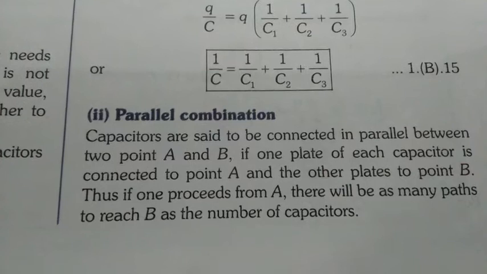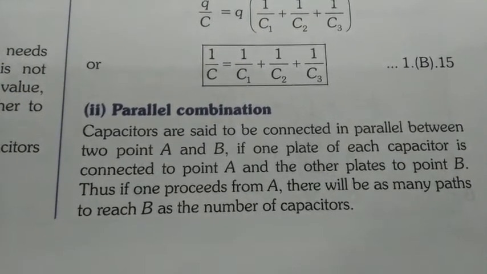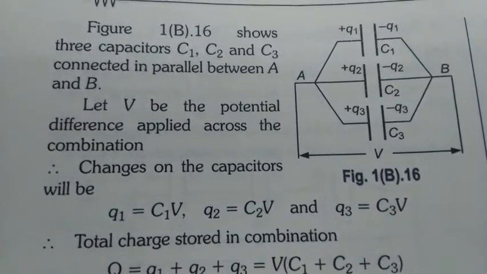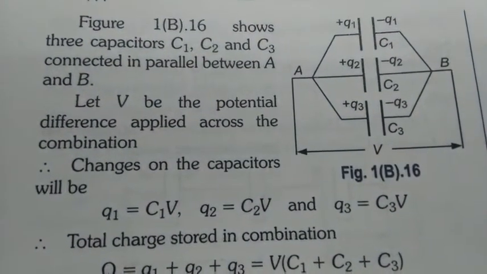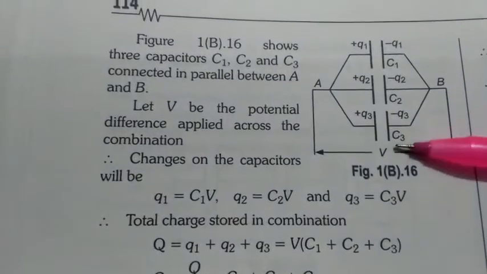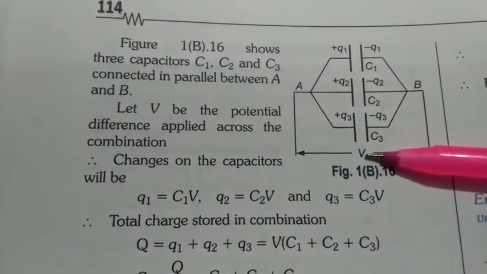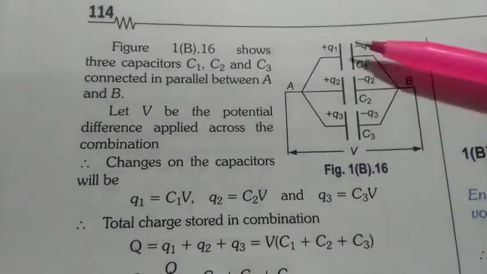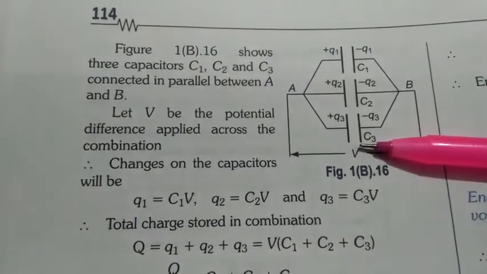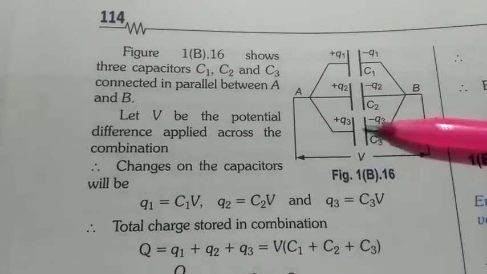Now let us discuss the parallel combination. Here in front of you, you can see the diagram for parallel combination. In this combination, all the capacitors are at the same distance from V, so the potential at all the capacitors will be the same. C1, C2 and C3 will all get the same potential.